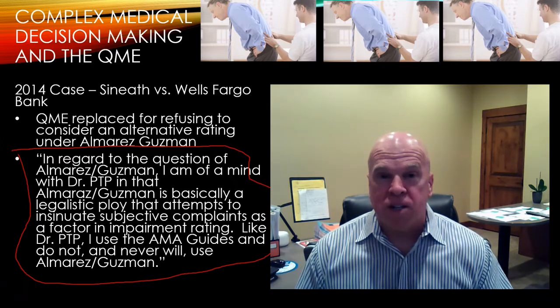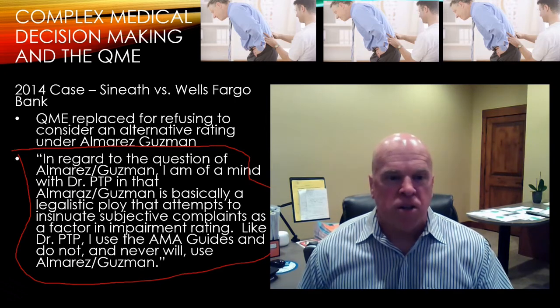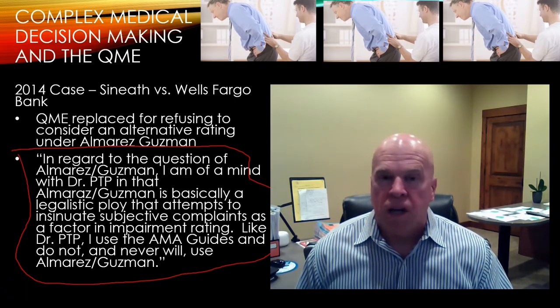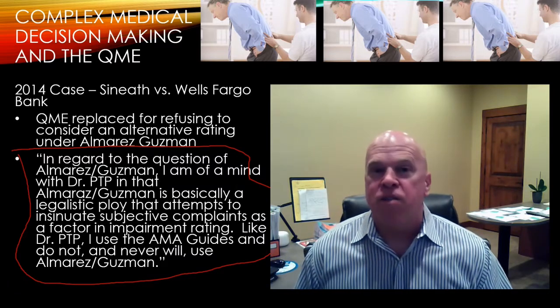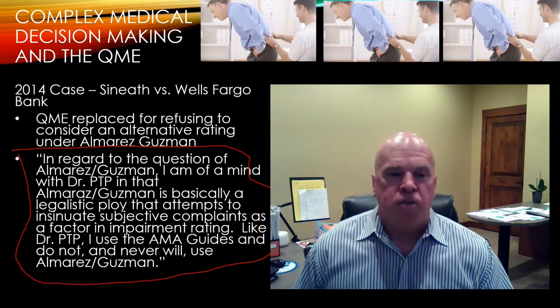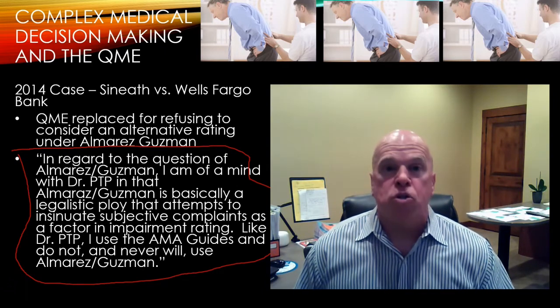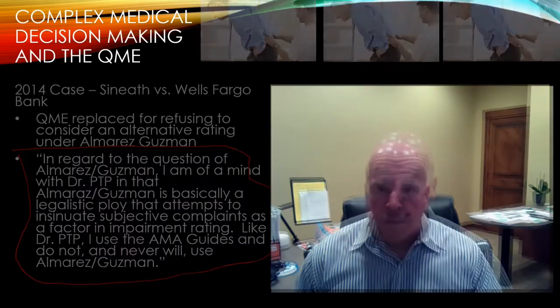The requirement is that we consider an alternative impairment rating. And here, this Qualified Medical Evaluator said not only is he not going to provide an alternative impairment rating, he's not even going to consider an alternative impairment rating. And for that reason, he was replaced through the issuance of a QME replacement panel.